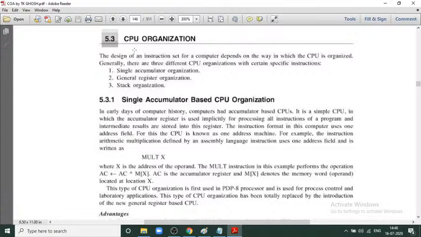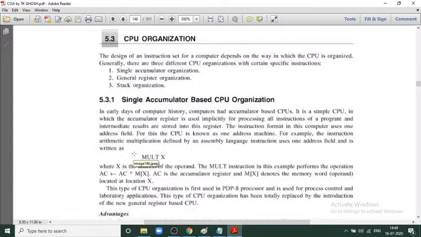Now we are concentrating on CPU organization. The design of an instruction set for a computer depends on the way in which the CPU is organized. Generally, there are 3 different CPU organizations with certain specific instructions. First is single accumulator organization, second is general register organization, third is stack organization.